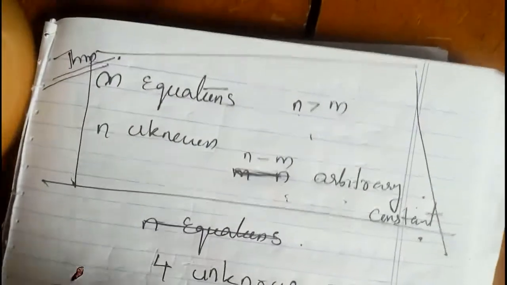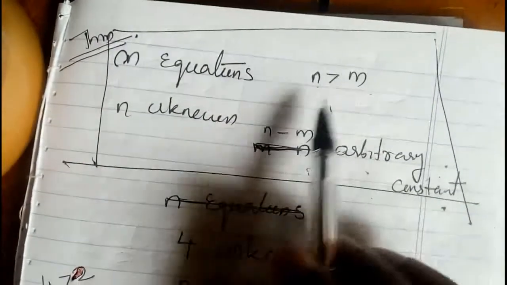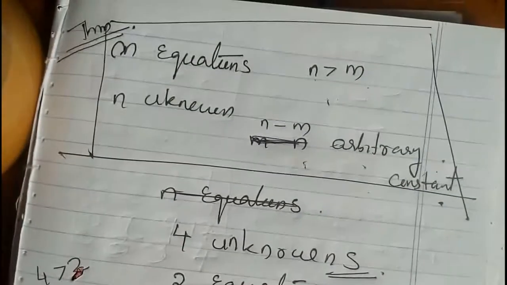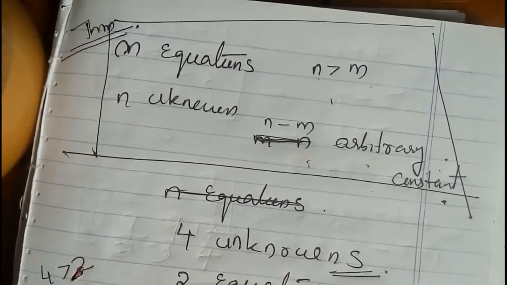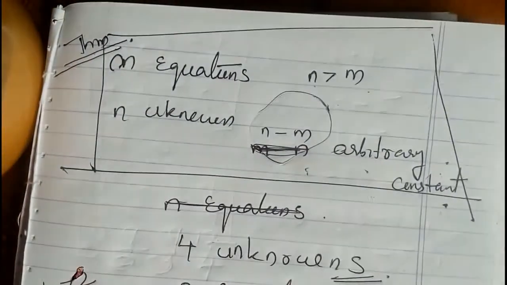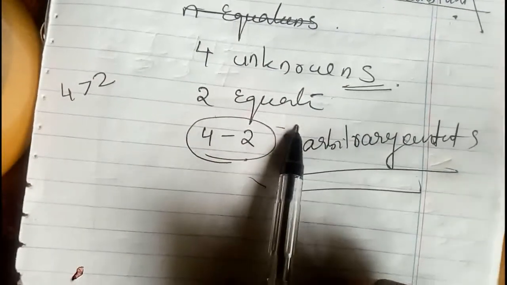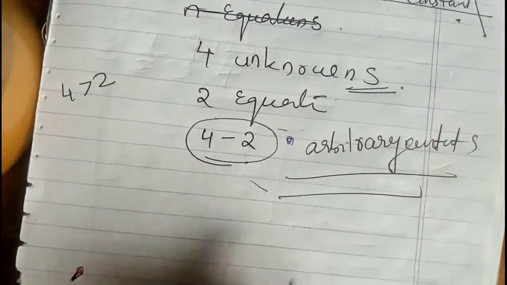I will state one theorem, or rather one note. We have m equations and n unknowns. If the number of unknowns is greater than the number of equations, we have to take n minus m arbitrary constants. Here we have 4 unknowns and 2 equations, so we have to take 4 minus 2, that is 2 arbitrary constants. One more example: we have 9 unknowns and 6 equations, so we have to take 9 minus 6 arbitrary constants.